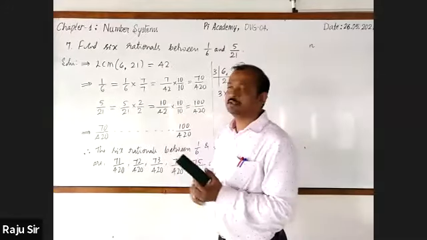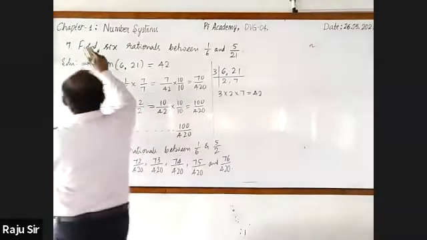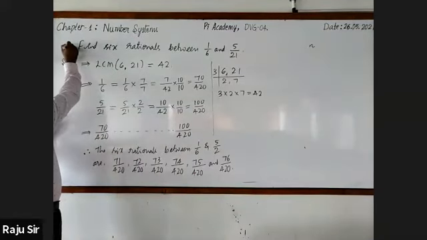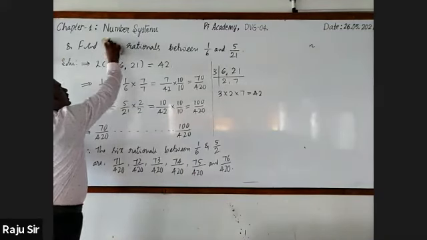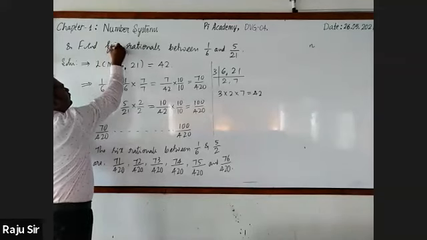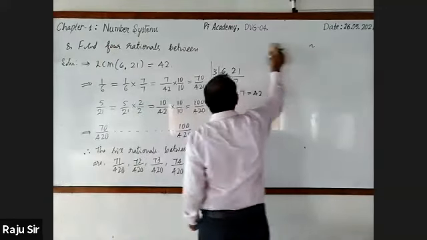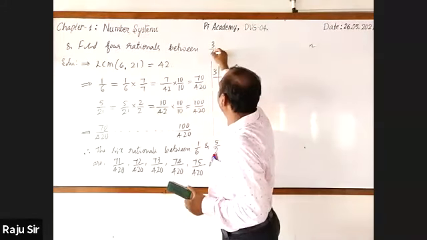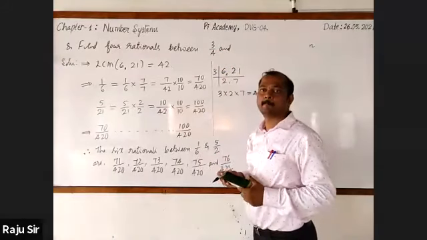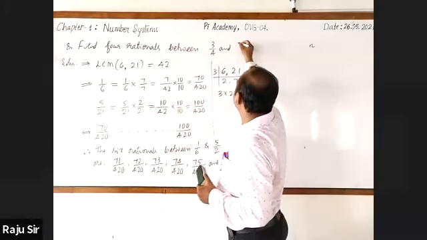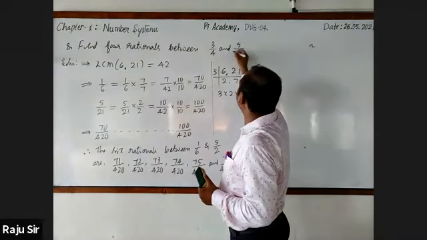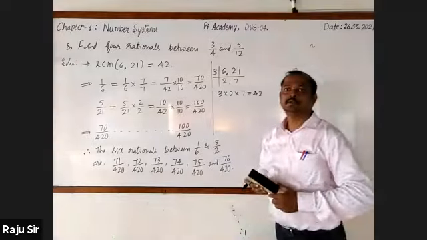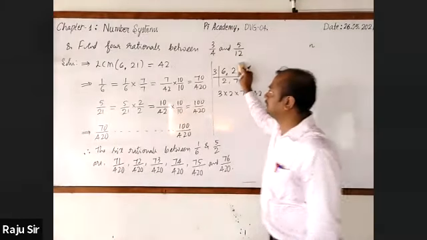Now I'll go for taking again the same type, but numbers will be different. 8th one. Find 4 rationals between 3 by 4 and 5 by 12. It was given in the examination.